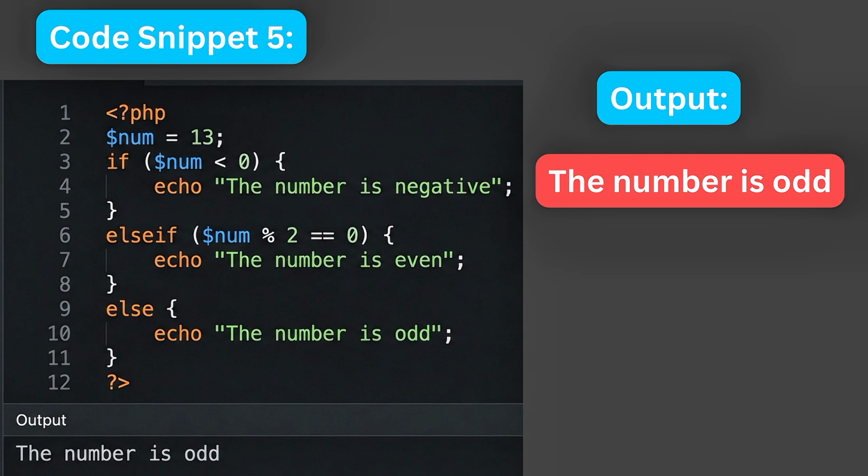So the program executes the line inside the else block and prints the number is odd. The output shown confirms this result. Because 13 is neither negative nor even, the correct classification is odd, and that's the message that gets displayed. This simple example clearly demonstrates how if, elseif, else statements allow a program to choose the correct outcome from several possibilities simply by checking each condition in order.